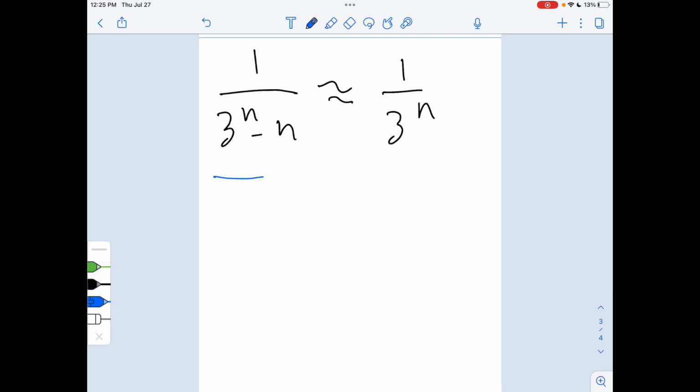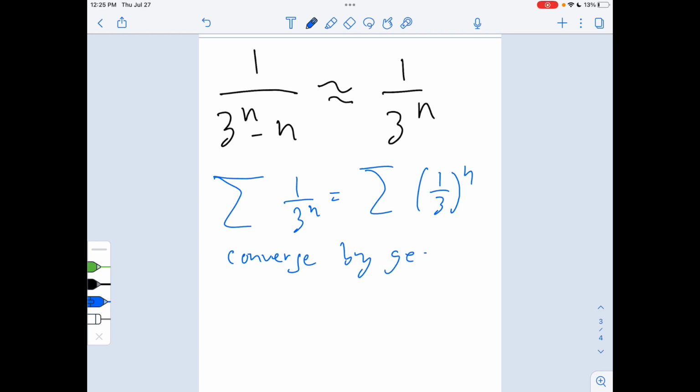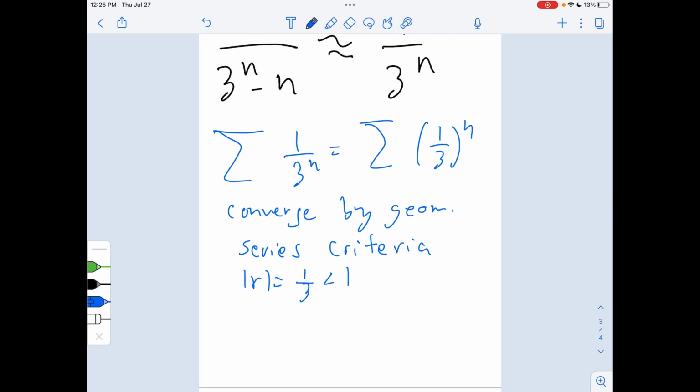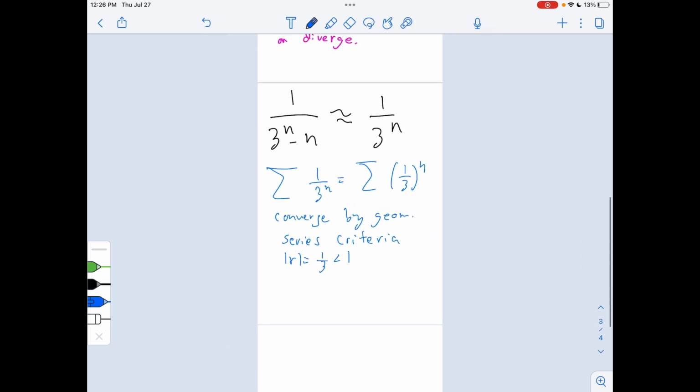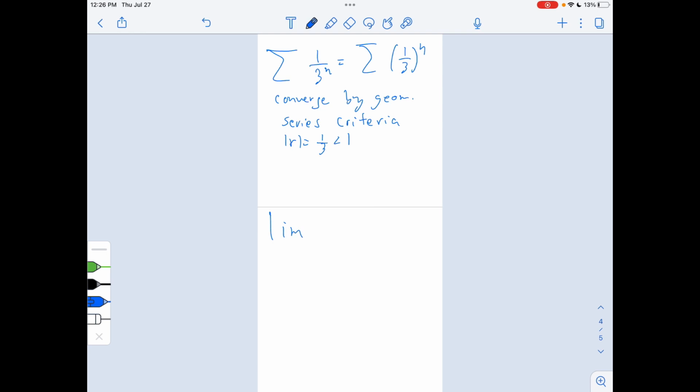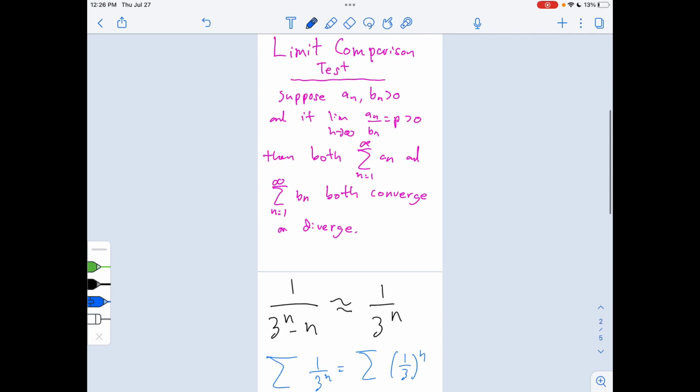We're going to look at the series 1 over 3 to the n, or (1/3)^n, and ask ourselves, does that converge or diverge? That will converge by the geometric series test, because the absolute value of r is 1/3, which is less than 1. So that's why that would converge, and I'll get to why we need that in a minute. Now I'm going to take the limit as n goes to infinity of 1 over 3 to the n minus n, all over 1 over 3 to the n, that limit of a_n over b_n.